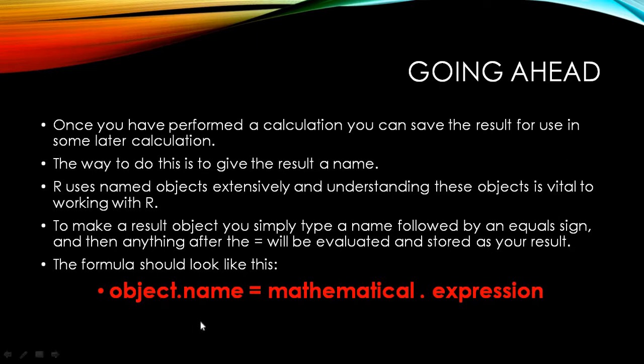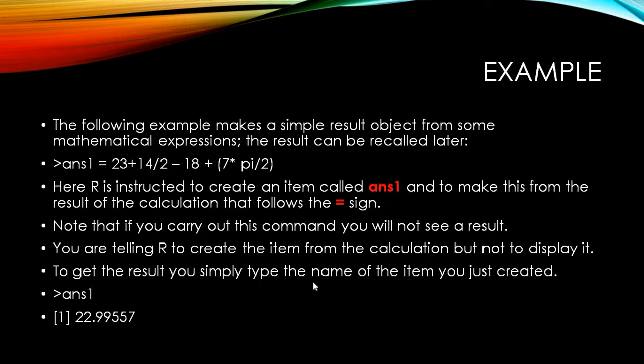So you will be following this formula, the formula that is in red, that is object name equals to mathematical expression. Whenever you type this equal to, R is going to evaluate and store the result of this mathematical expression. Got it? So let us say you give a name for this. Whatever comes subsequent to this equals to will be stored as a result, and you can use that in future operations. Now this is how we can do it.